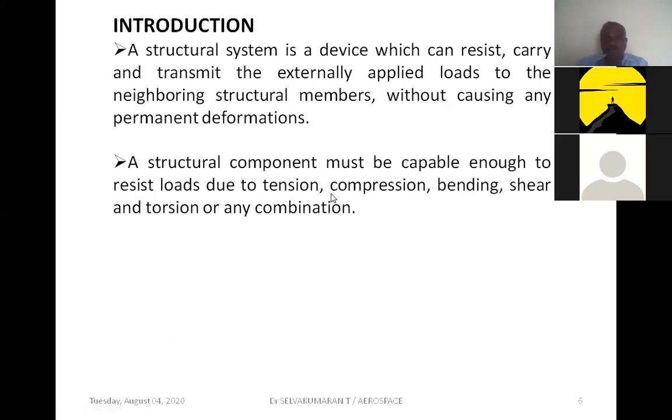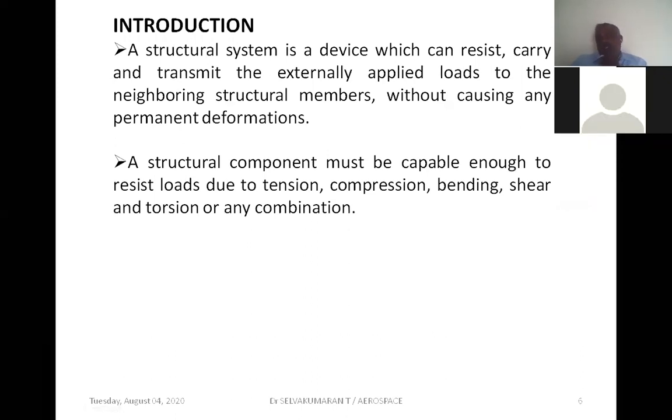Now, the structural component must be capable enough. For example, if you take an aircraft structural component, it is subjected to tension, compression, bending, shear, torsion, or any of these combinations. So, the structural component must be designed in such a way that it should be capable enough to resist the loads due to tension, compression, bending, shear, and torsion, etc.